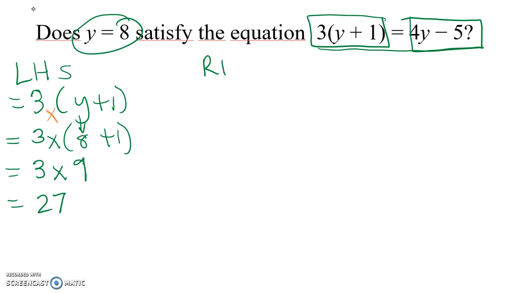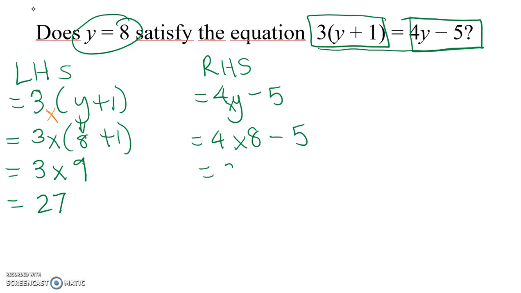Now it's time to have a look at the right-hand side. The right-hand side is 4y minus 5, which means 4 times y minus 5. So I'm going to do 4 times 8 minus 5. 4 times 8 is 32. And 32 minus 5 is, have a think, 27.